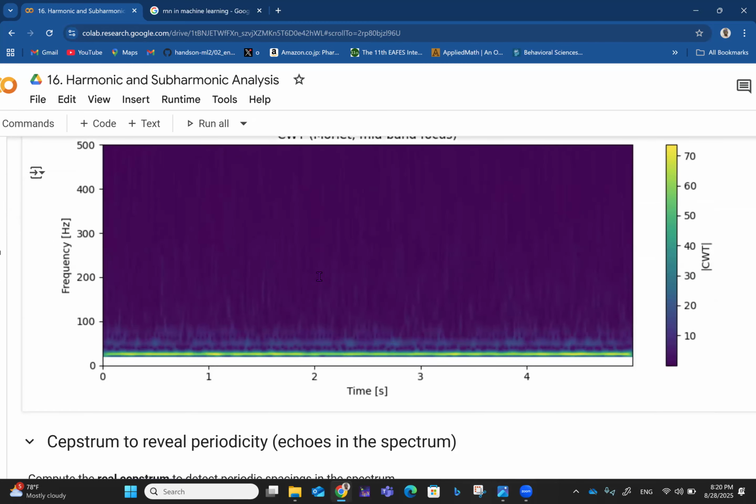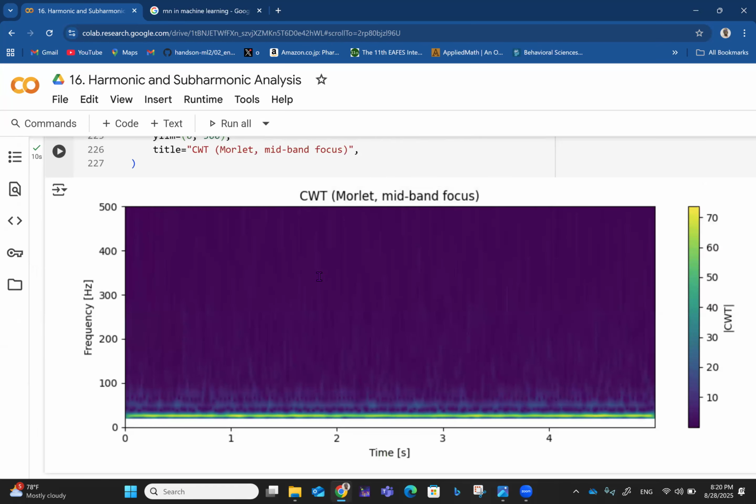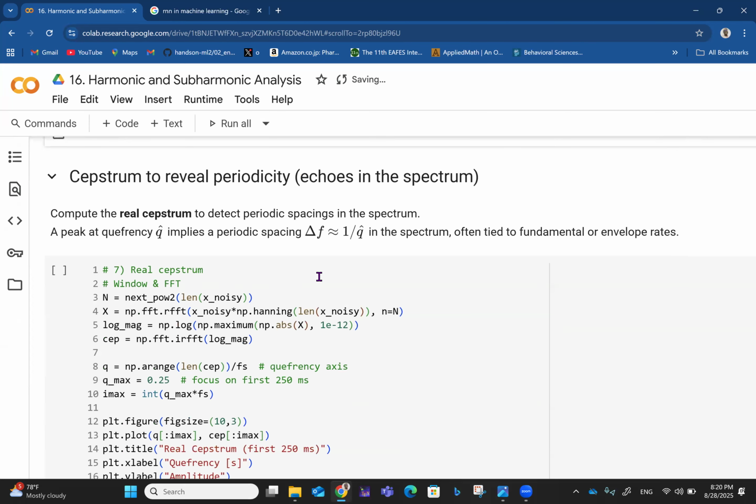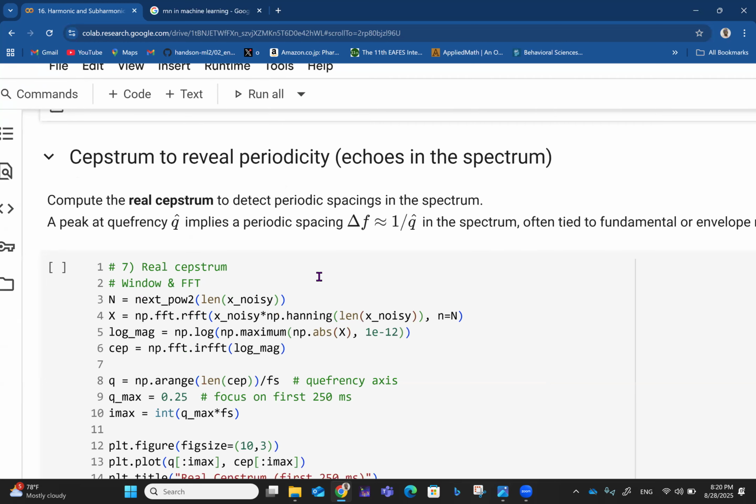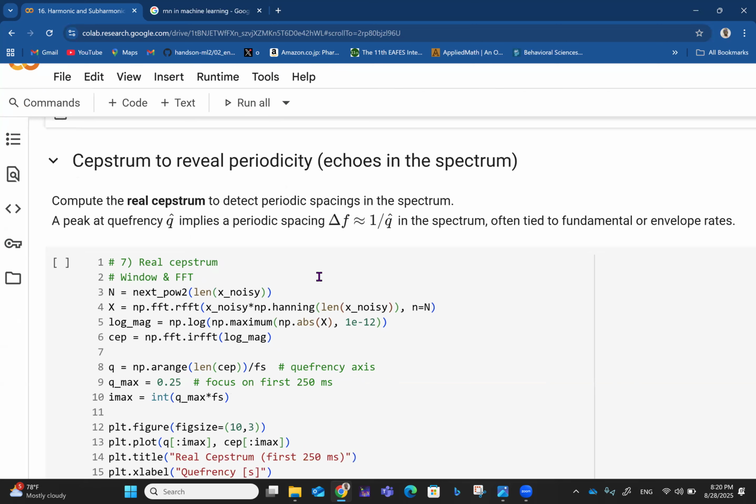Okay, so we finally get this. Here we have CWT for midband focus. All right. And then we go ahead to Spectrum. This is new. Spectrum to review periodicity. That's echoes in the spectrum, right? So we want to find echoes in the spectrum. This computes the real spectrum to detect periodic spacings in the spectrum. So spectrum helps us to see echoes in the spectrum to reveal periodicity, that is.